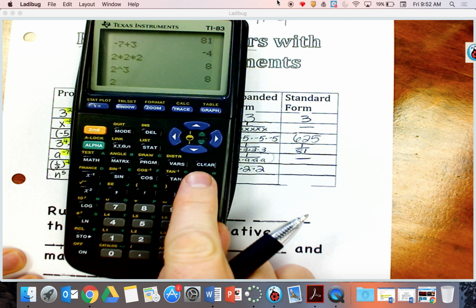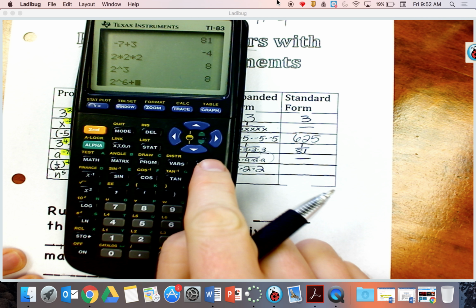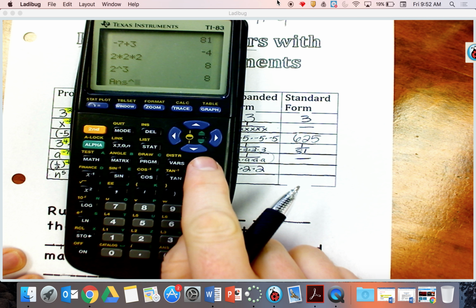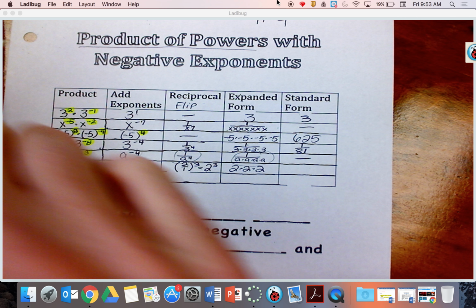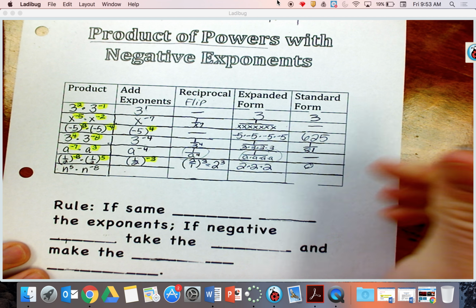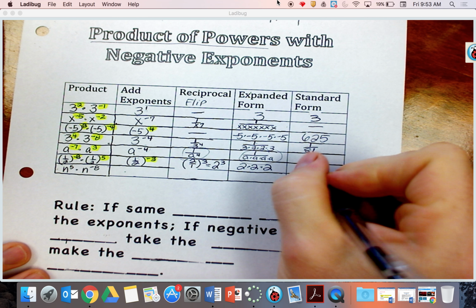Remember 2 caret 3. Oh, caret, where is that? 2 caret 3, and it gives me the same thing, 8. So I know my standard form answer is 8. Right there. I hate this pen. 8.